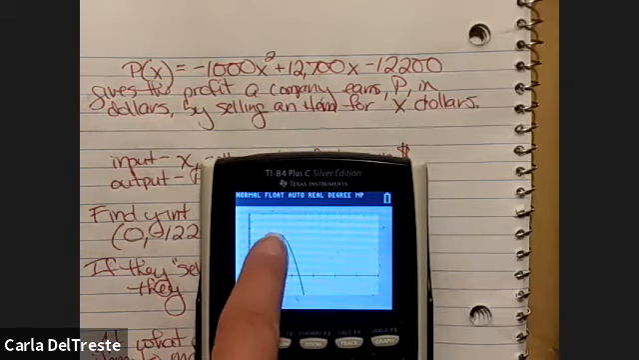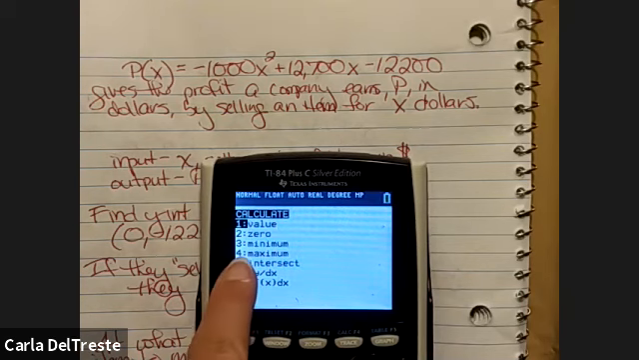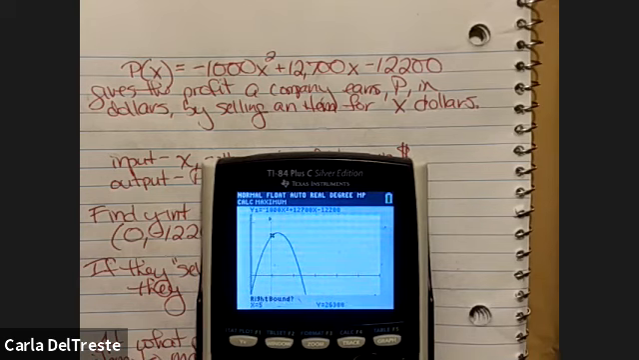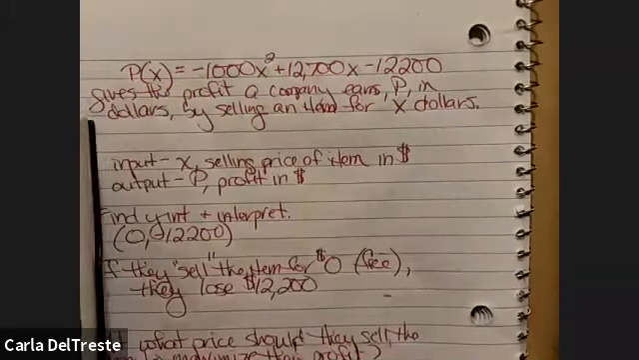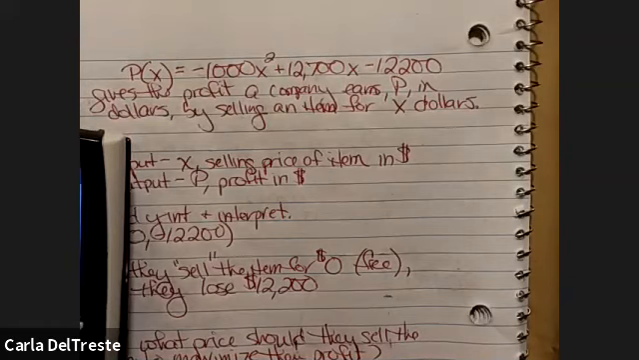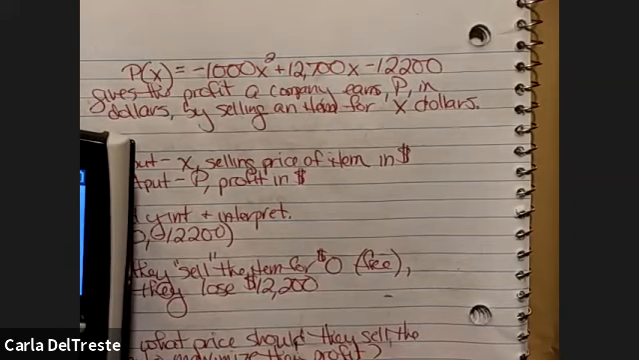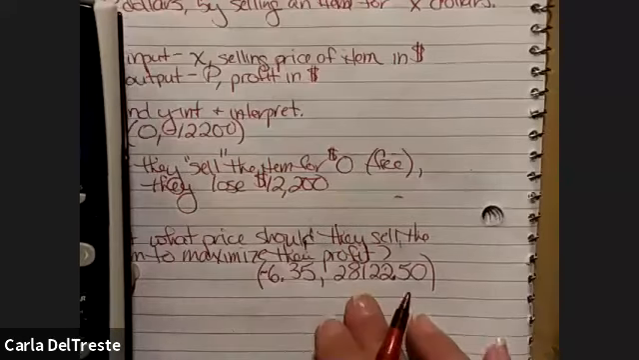In this particular question, I'm interested in that vertex. How do I do that? Second trace, it's a maximum, so number 4, follow the prompts. Left side, right side, make a guess. And I wind up with a maximum of 6.35 approximately, comma 28,122.5. I'm going to add a 0 here, and I'll talk about why in a second.